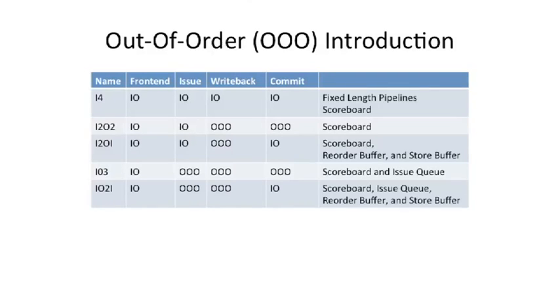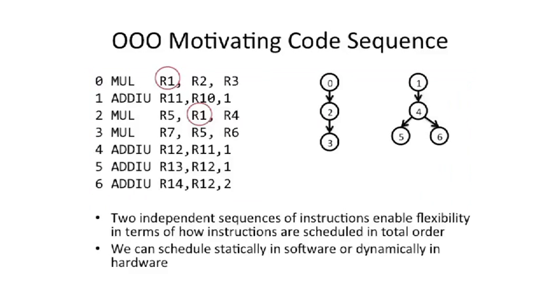Here's a simple code sequence. And let's take a look at some of the read-after-write dependencies for this code sequence. Here we have a write to register one and a read of register one. So that is a dependency there. So instruction 0 has instruction 2 as a dependence. So we'll draw a nice arc there.